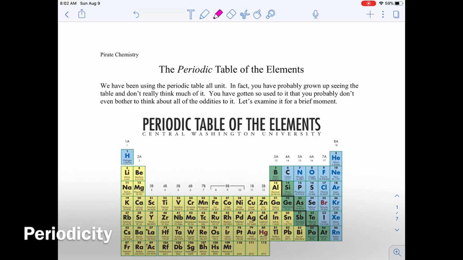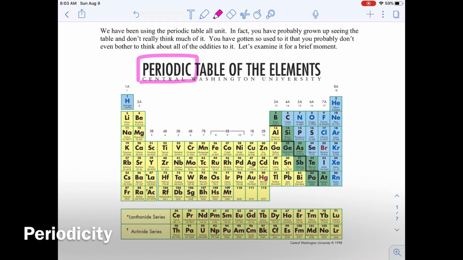Okay, welcome everybody. This is a quick lecture on periodicity. A lot of this has been covered in the basics of the periodic table, but I think it's really important to go over some of it. This is not just a fancy name. They don't just call it the periodic table of elements for a reason. And the shape of the periodic table, it's not just that shape for no good reason.